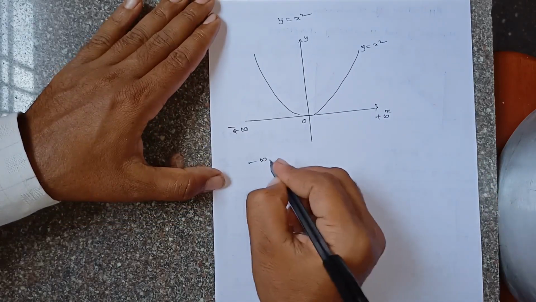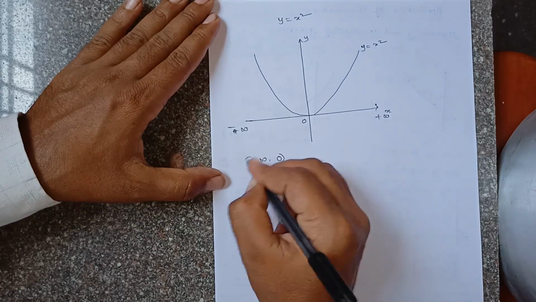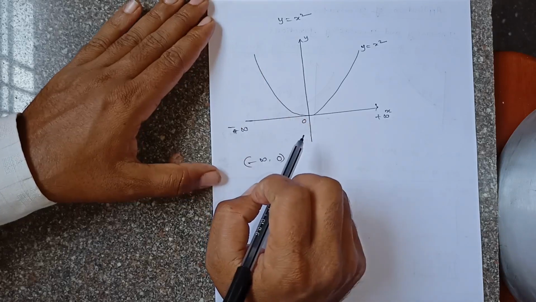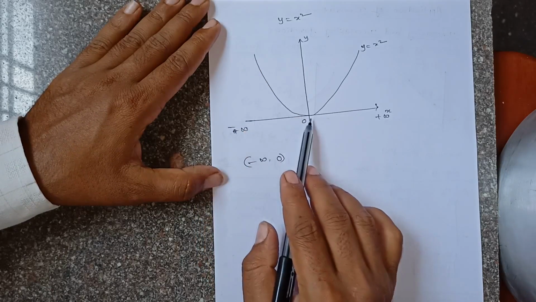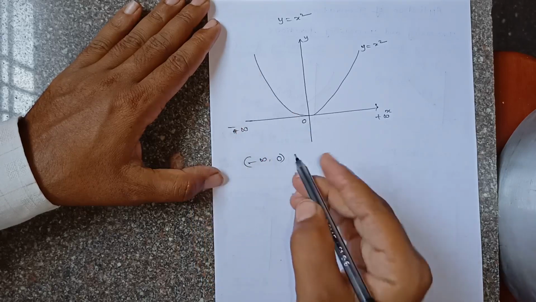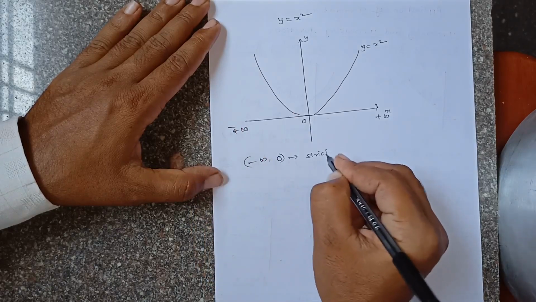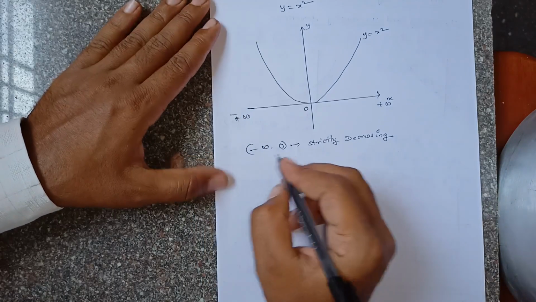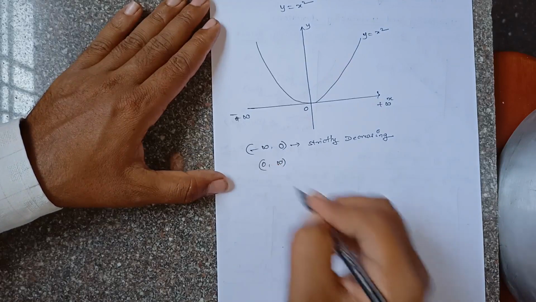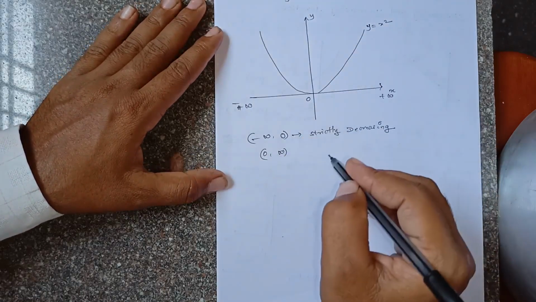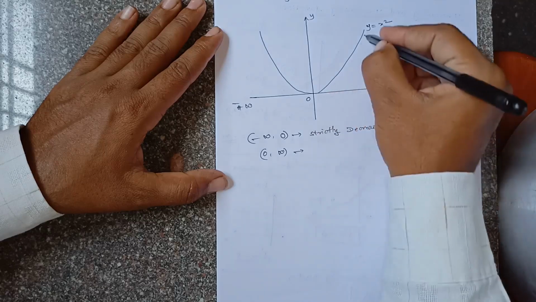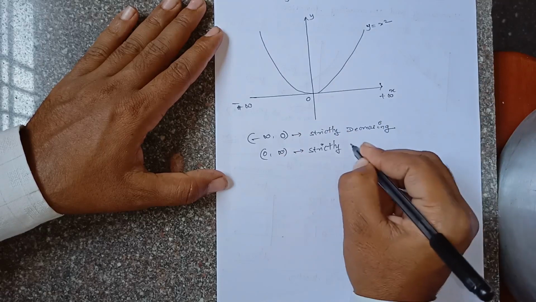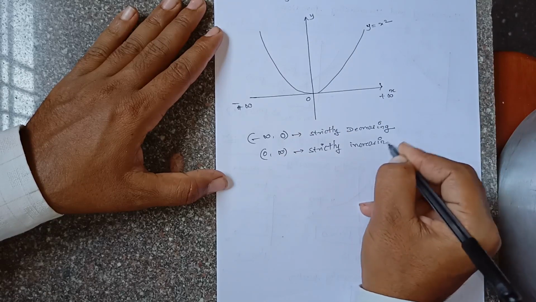If we consider the interval from minus infinity to 0, what is happening here? It is continuously decreasing, it is strictly decreasing. This is what? This is a strictly decreasing function. And if we consider the interval from 0 to infinity, what is happening here? In the interval 0 to infinity, this function is continuously increasing, meaning strictly increasing. You can observe from the graph also, strictly increasing.